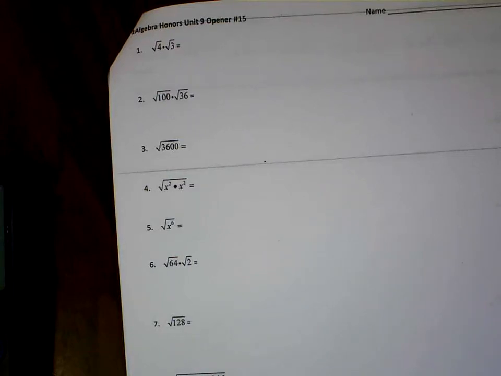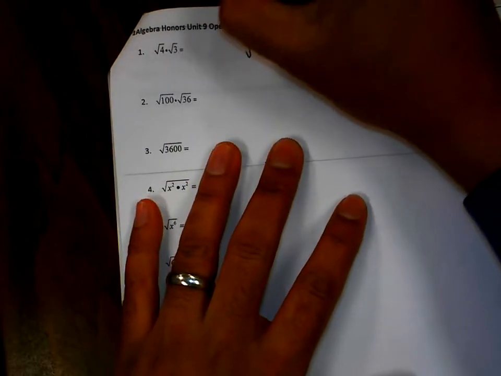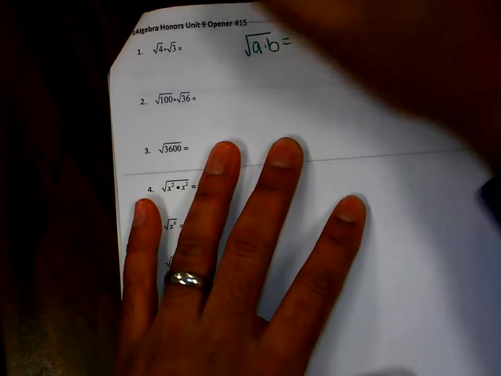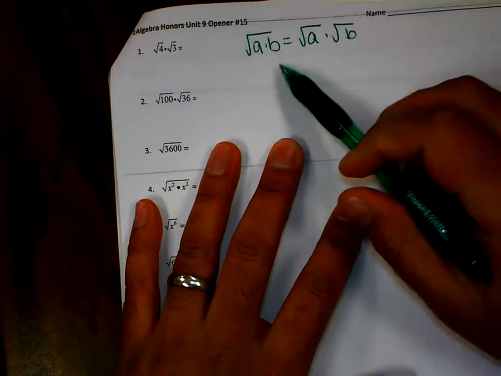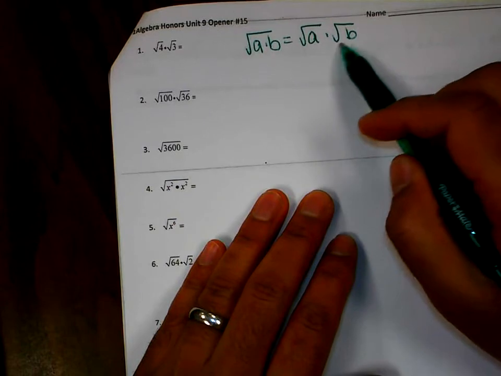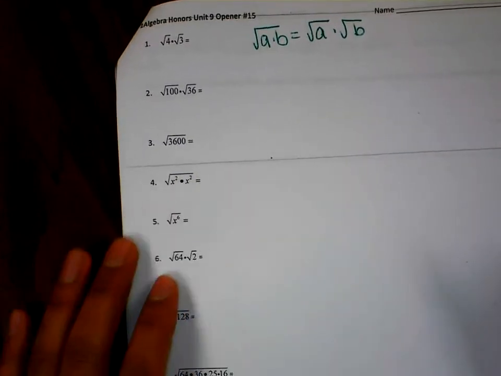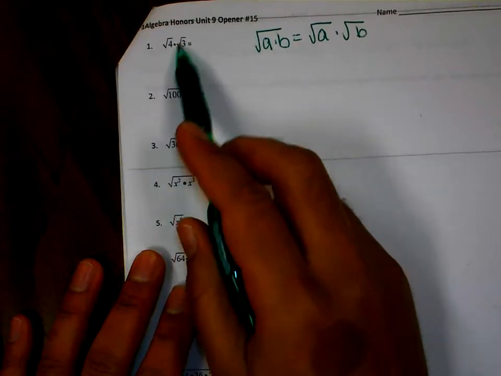So in that last lesson, we talked a lot about what the rule is, and we came up with the square root of a times b equals just the product of the square roots. The square root of a product is the same as the product of the square roots. So we can apply that now. Let's take some cases here.